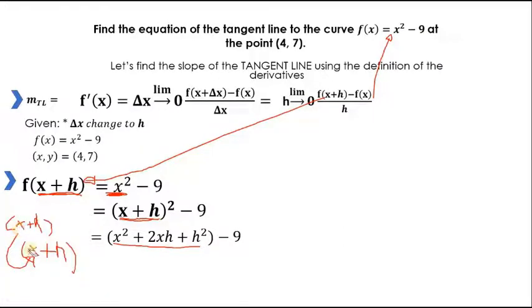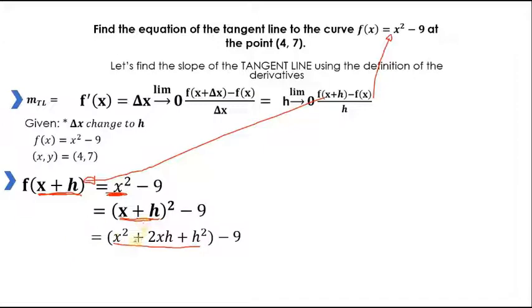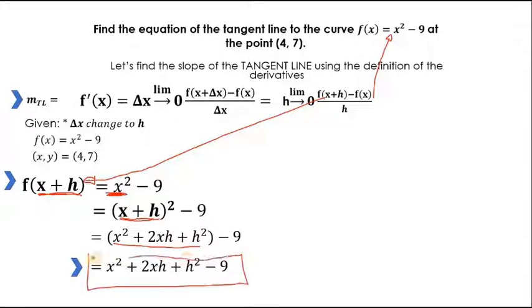Okay, so now I'll erase this one. Wait for a while. Very good. So now after you simplify, this one becomes x squared plus 2xh plus h squared minus 9. Therefore, we already have f of x plus h in this form.